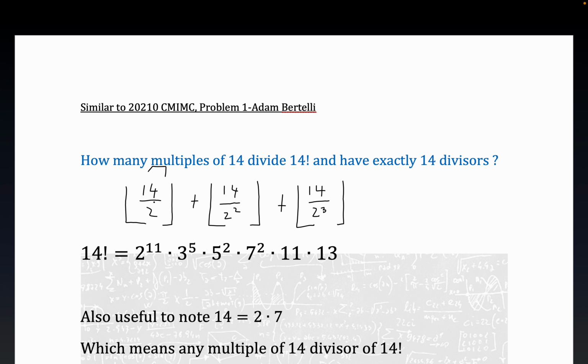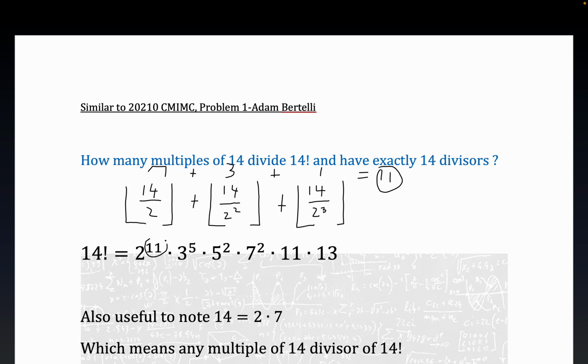Now, this very first one would get you 7. 14 over 2 is 7, and the floor of an integer is an integer. Now this is 14 over 4, which is 3 and something, so this would give you 3. So the floor of 14 over 2 is 7. The floor of 14 over 2 squared is 3. And the floor of 14 over 2 cubed, 14 over 8, isn't even 2, so the floor of that is 1. Notice that these numbers sum to 11. And guess what? That's the exponent that you see right here.